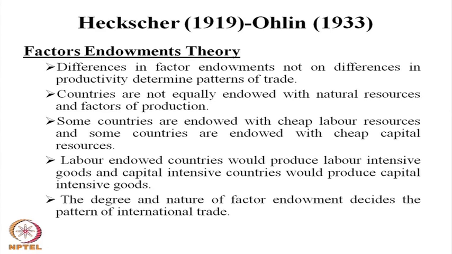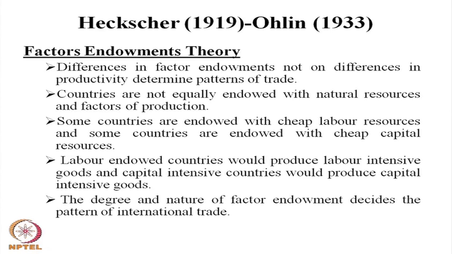So, countries should focus on the utilization of factors of production and produce the good and commodity that their factors allow them to produce. So, differences in factor endowment, not differences in productivity, determine international trade. So, what are the factors? The factors of production are labor, capital, technology, land and resources. The factors of production are not uniformly distributed across the globe. Some countries have cheap labor resources, and some countries have more capital resources.